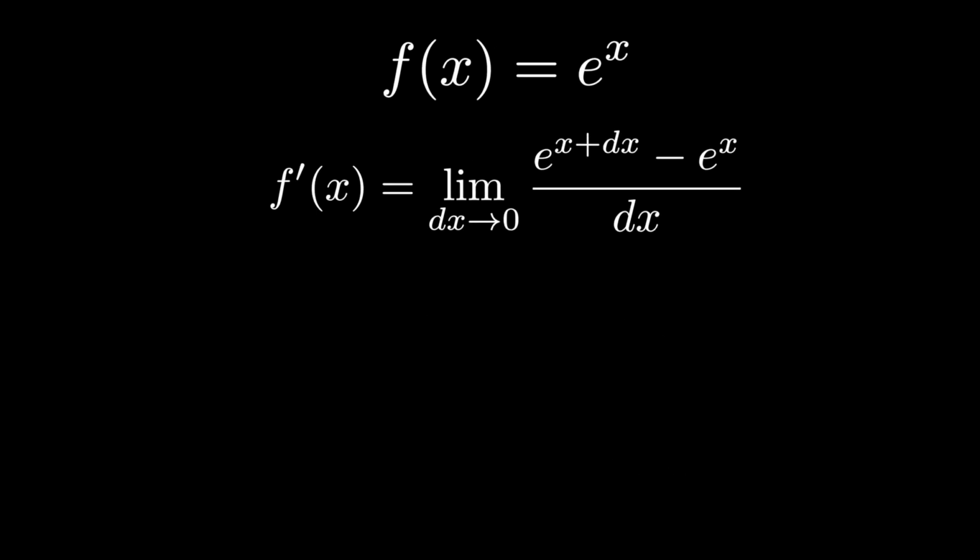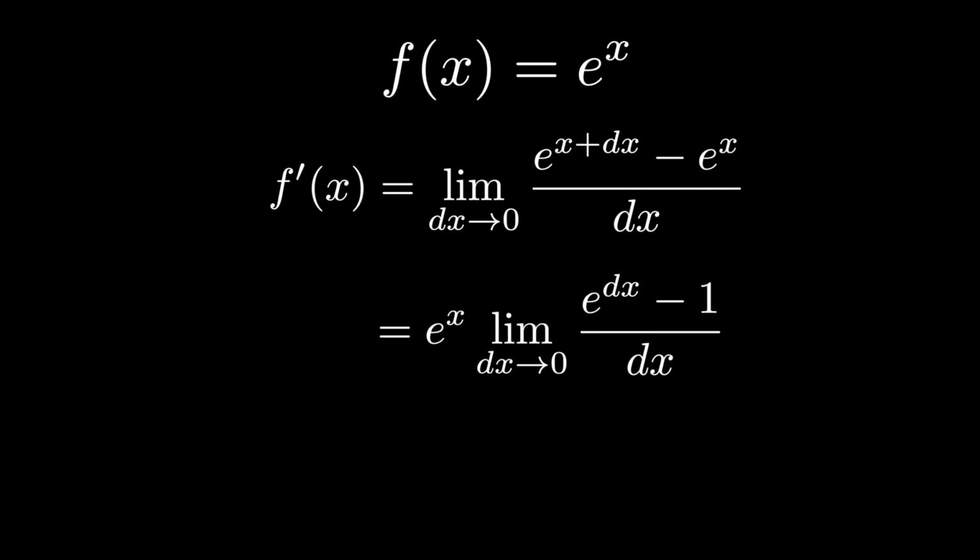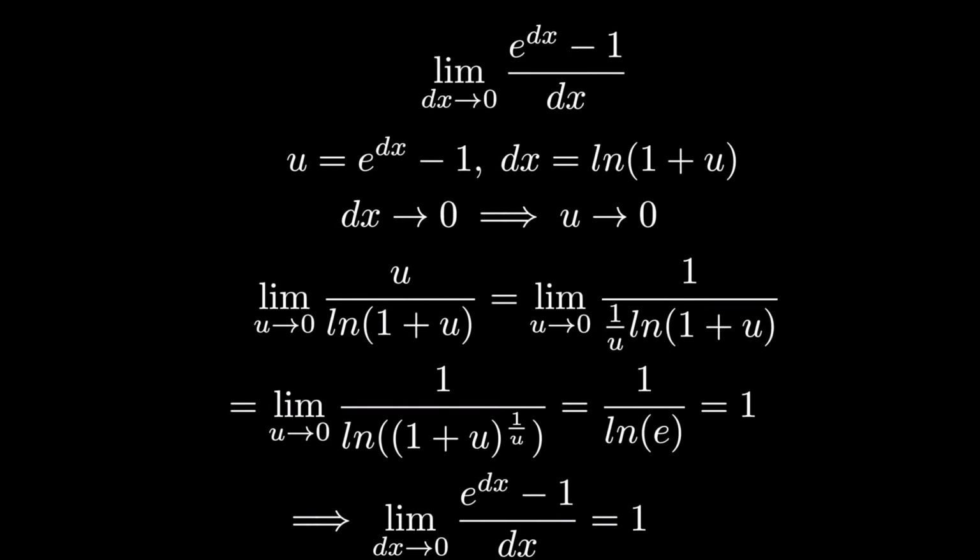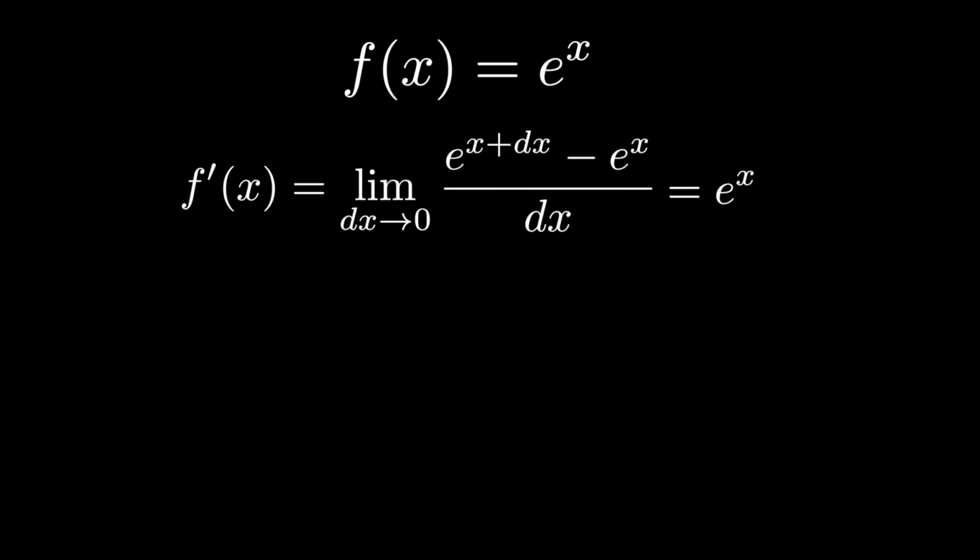Also, let's just quickly find the derivative of e to the x. We factor out e to the x and get this limit, which simplifies to ln e, which is 1. As for the derivation, I'll put it on screen here. So the derivative of e to the x is e to the x.